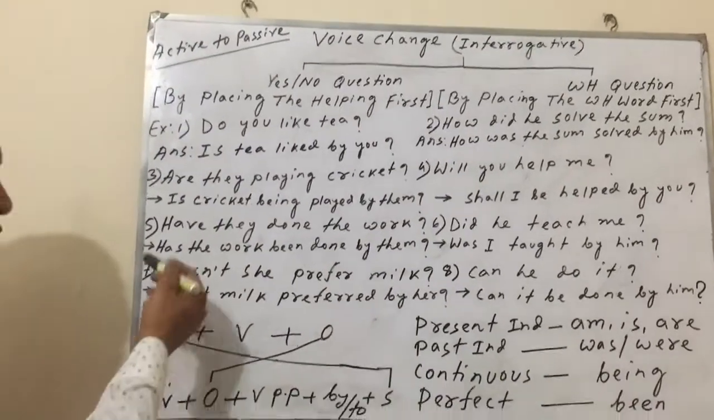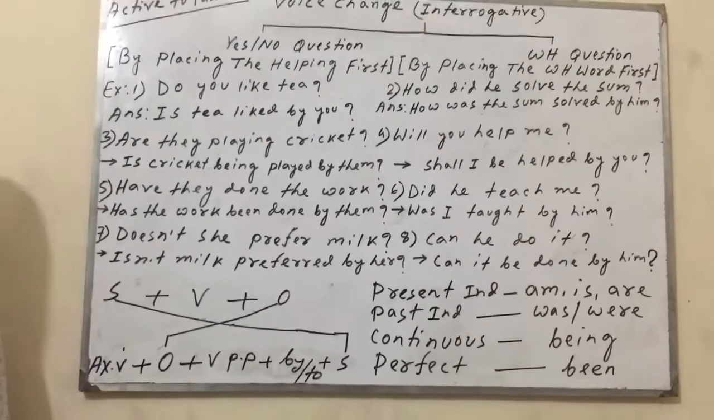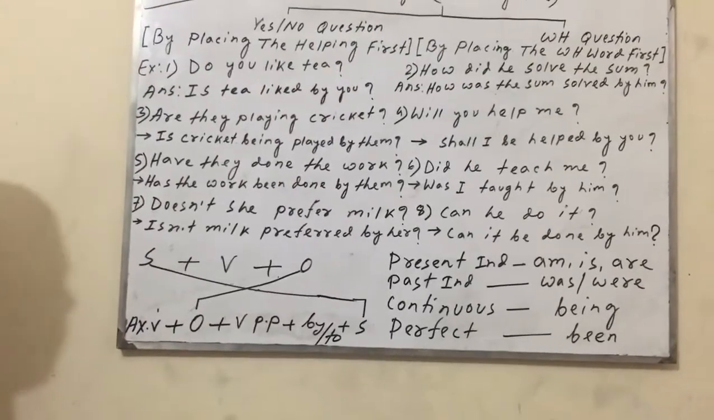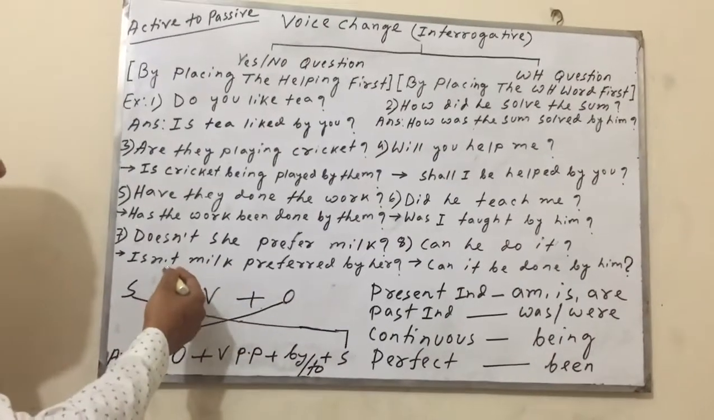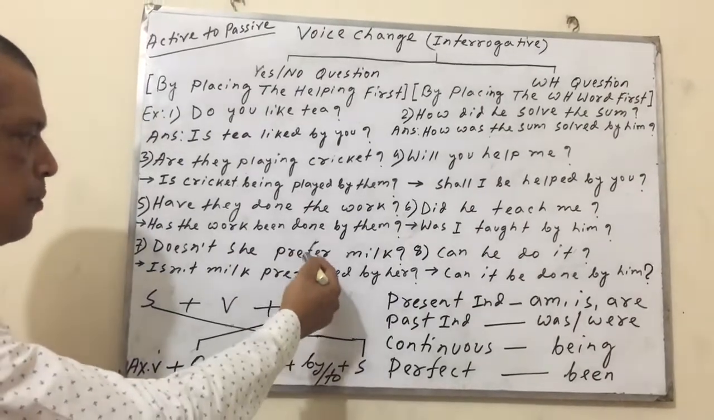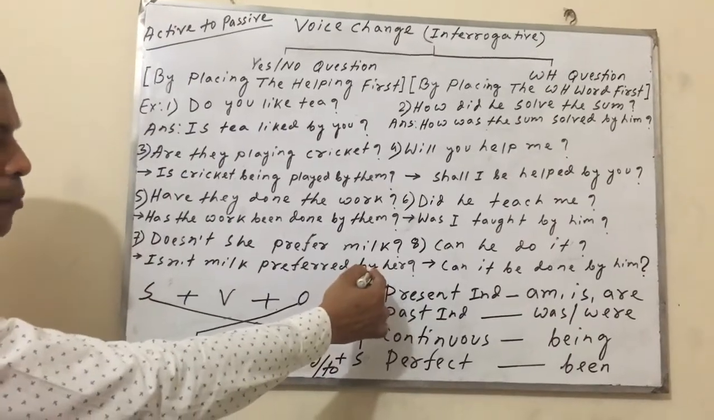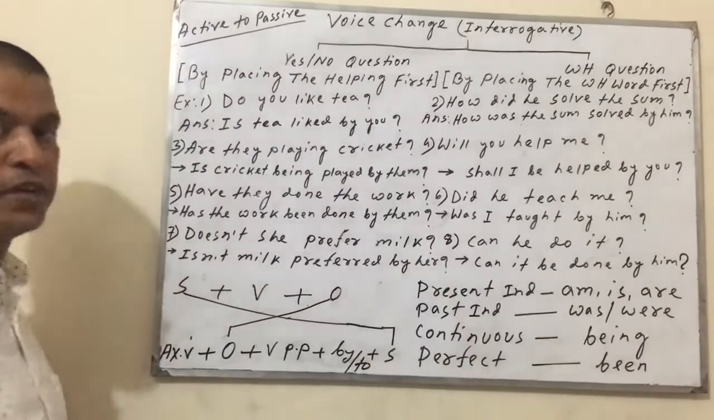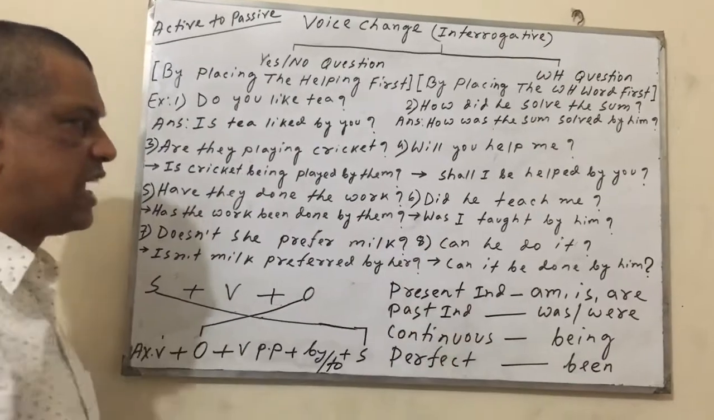Next question, question number 7, doesn't he prefer milk? It is present indefinite, the auxiliary verb is am, is, are, in negative form. Next, the past participle form of the principal verb, preferred, and the preposition by, and last of all the subject he converted into object form, him. The last example, question number 8, can he do the work?